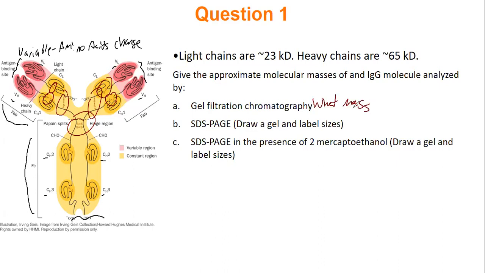If I ran an SDS-PAGE with and without 2-mercaptoethanol, what would my gels look like? So for B and C, we're doing SDS-PAGE. We're doing one without beta-mercaptoethanol, and we're doing one with beta-mercaptoethanol. So see if you can do those questions.